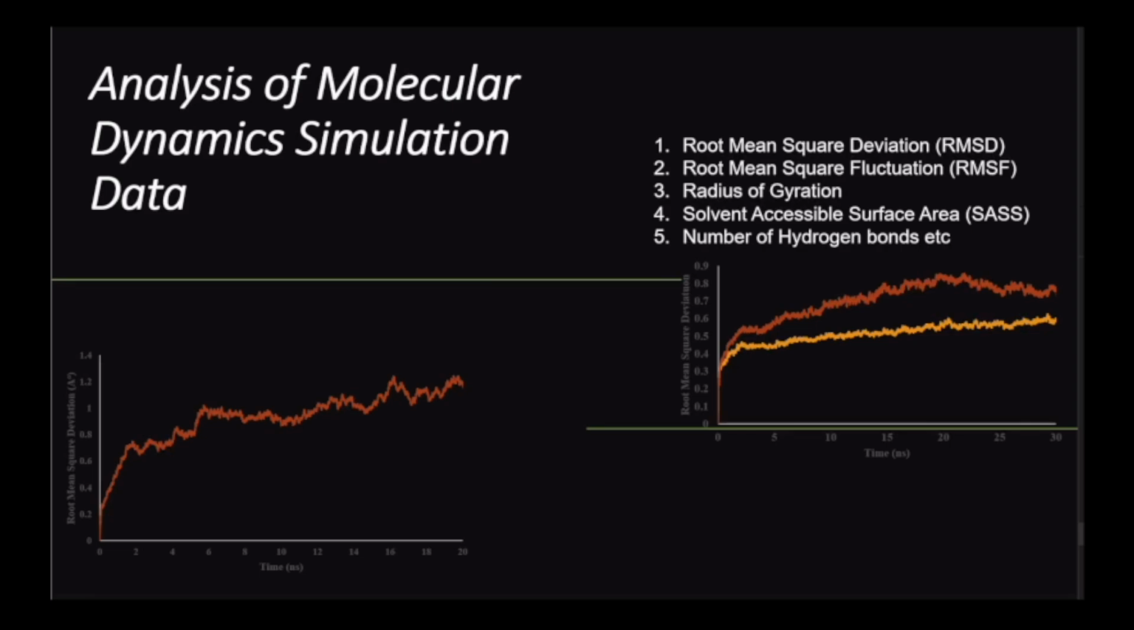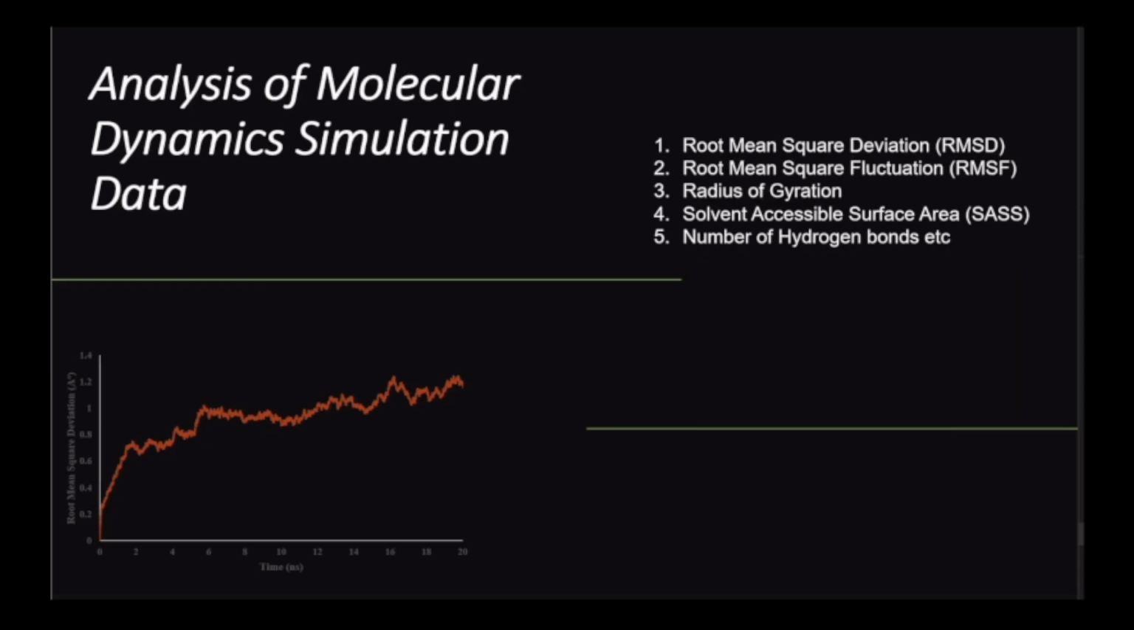Right now, the graph which you are going to see here is an RMSD graph, the root mean square deviation graph. On the x-axis, you can see the time in nanoseconds. On the y-axis, there are root mean square deviation values in angstroms. Now, what the root mean square deviation is letting you know is how much your structure has changed over the period of time.